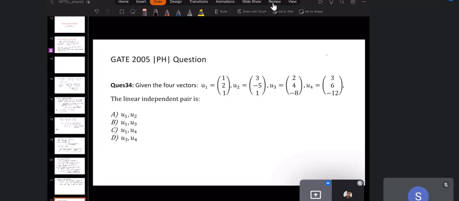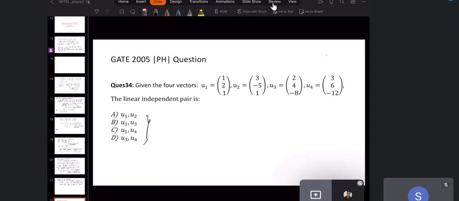Okay, so this is a simple question. Maybe I will solve and I will ask you also. You people can also solve this. The question appeared in GATE 2005. They have given four vectors in the form of column matrices, U1, U2, U3, and U4. Then they have asked which pair among these four options forms a linearly independent pair.